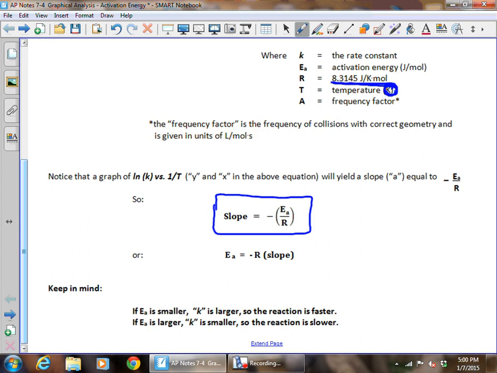Now, if activation energy is a smaller value, then k is going to be larger, so the reaction is going to go faster. If the activation energy is large, then k, our rate constant, is small, so the reaction is going to go slower. That kind of makes sense. The more energy that you have to put into the equation, the slower the reaction is going to go.